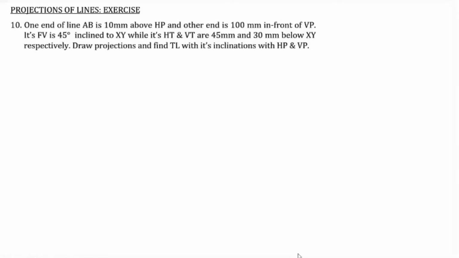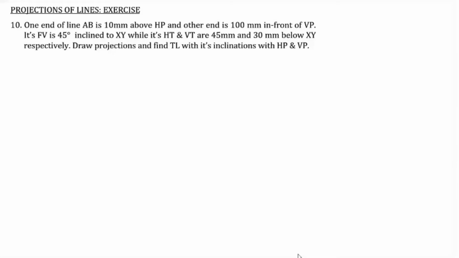So one end of line AB is 10 millimeter above HP and the other end is 100 millimeter in front of VP. Its front view is 45 degree inclined to XY, while its HT and VT are 45 millimeter and 30 millimeter below XY respectively. Draw the projections and find the true length with its inclinations with HP and VP.